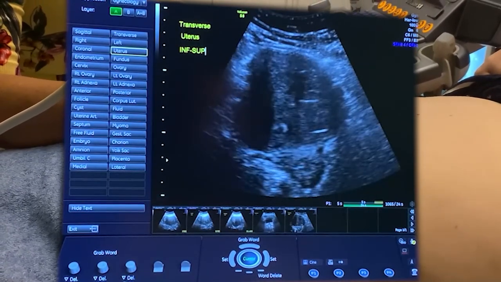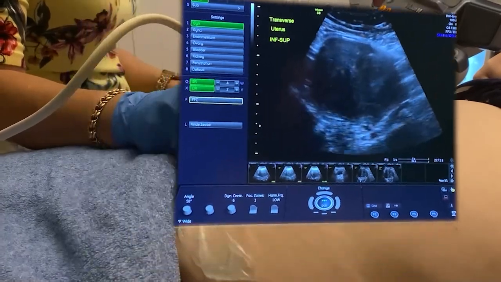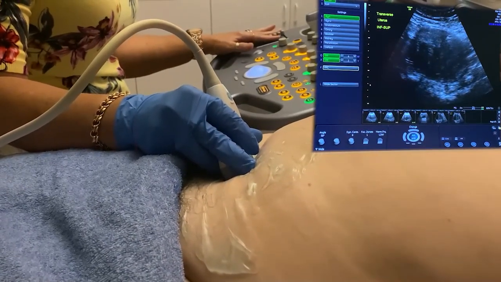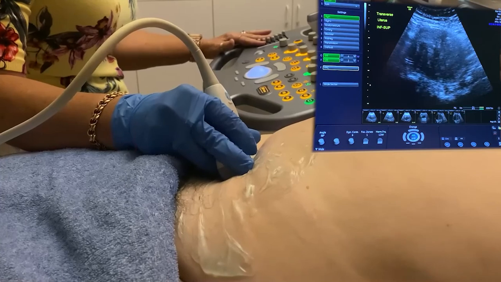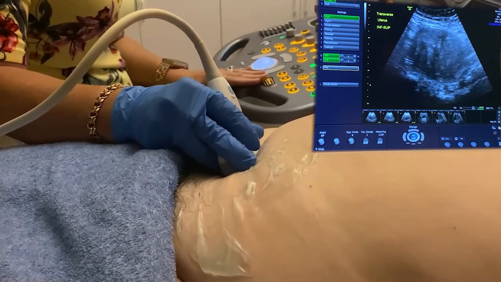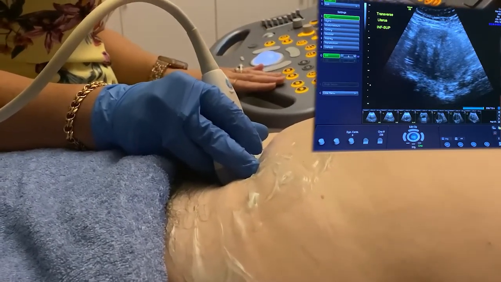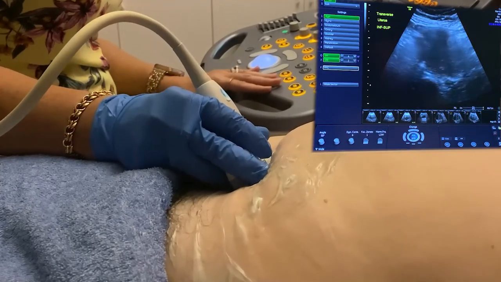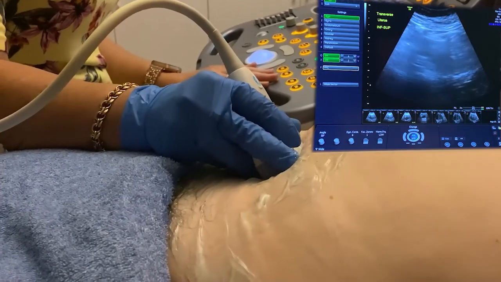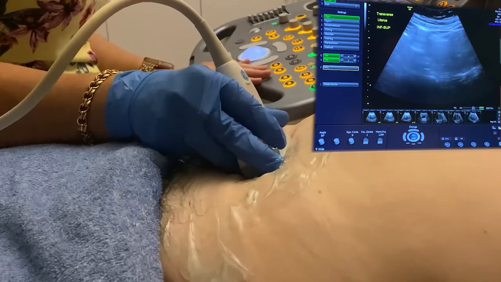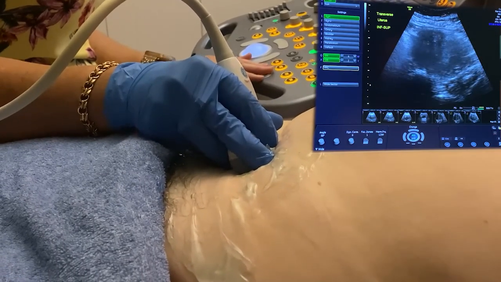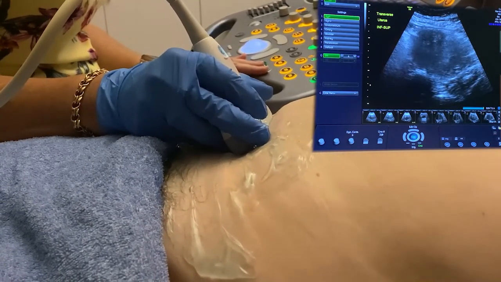And I'm just going to sweep and take. I've already taken my measurement, so there's no need to do that. I'm going to increase my gain again so that I can see the echo texture of these heterogenic masses that are within her uterus. And now I'm scanning all the way out. Now I'm in BAL, and I'm just going to come back till I'm just into the superior portion of the uterus, which is the fundus.